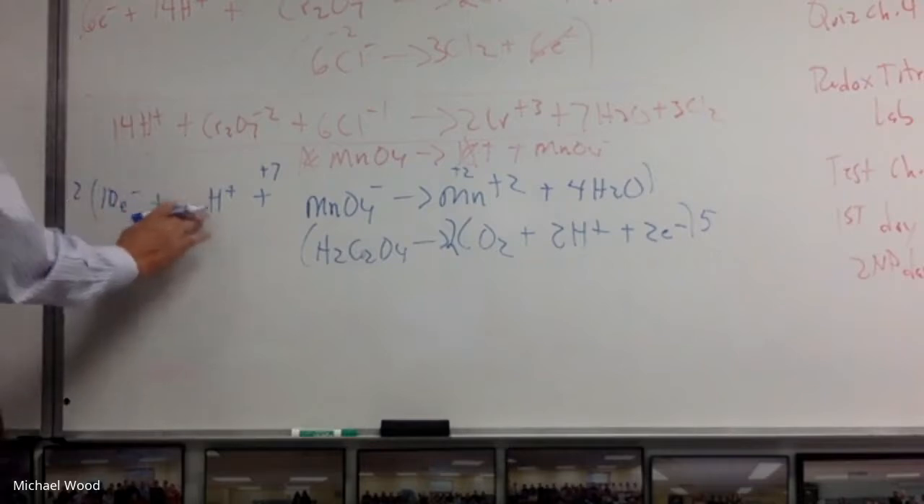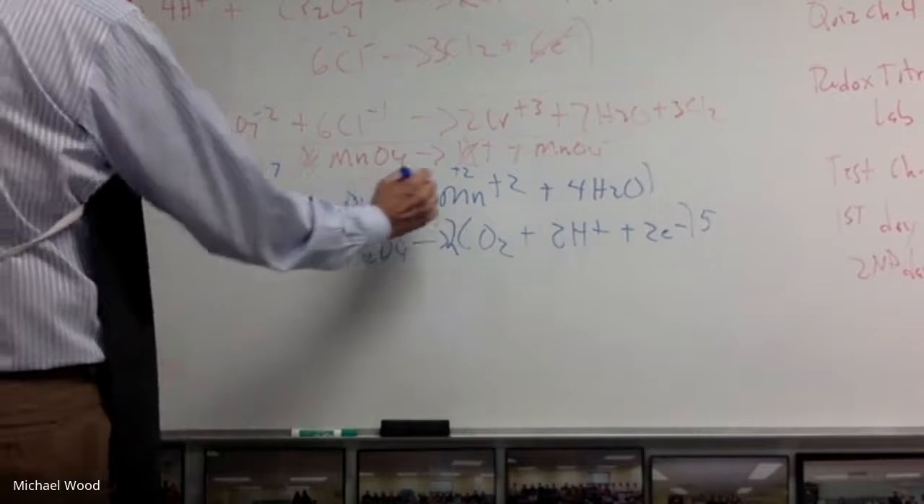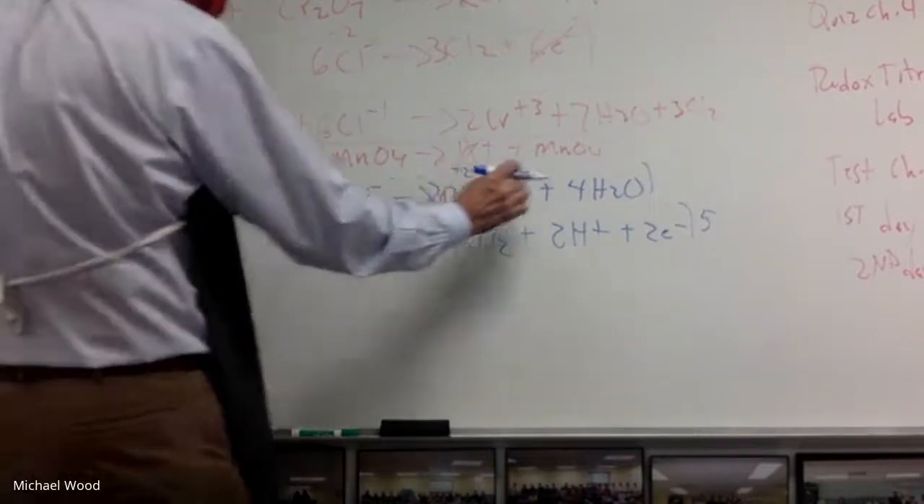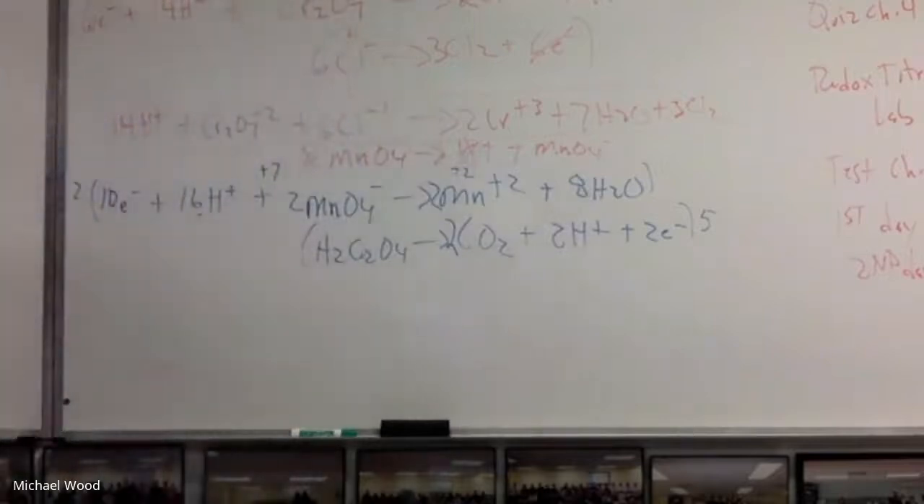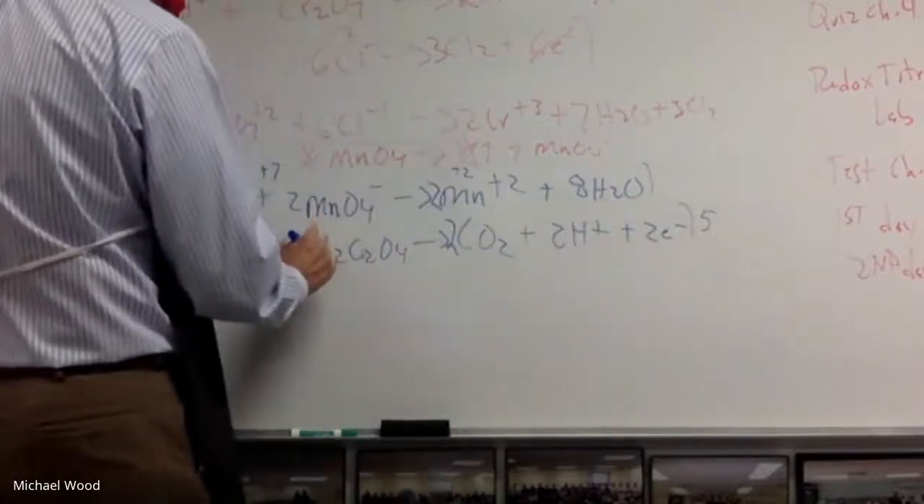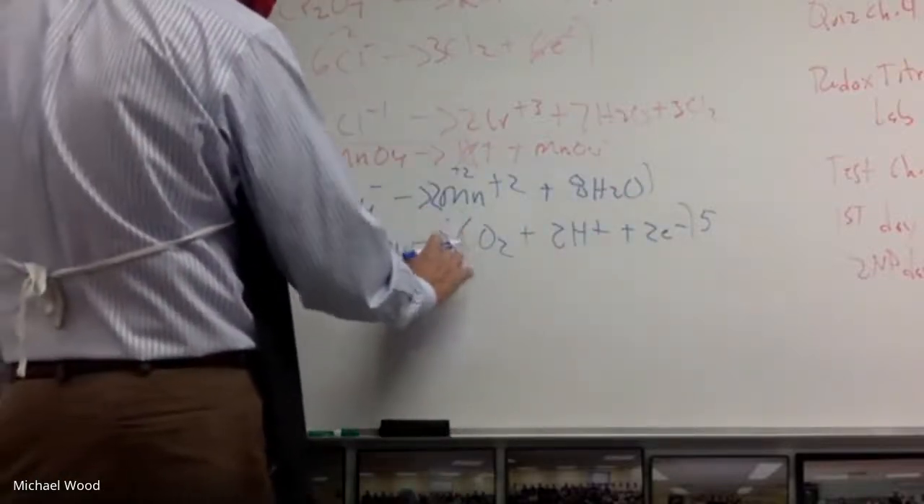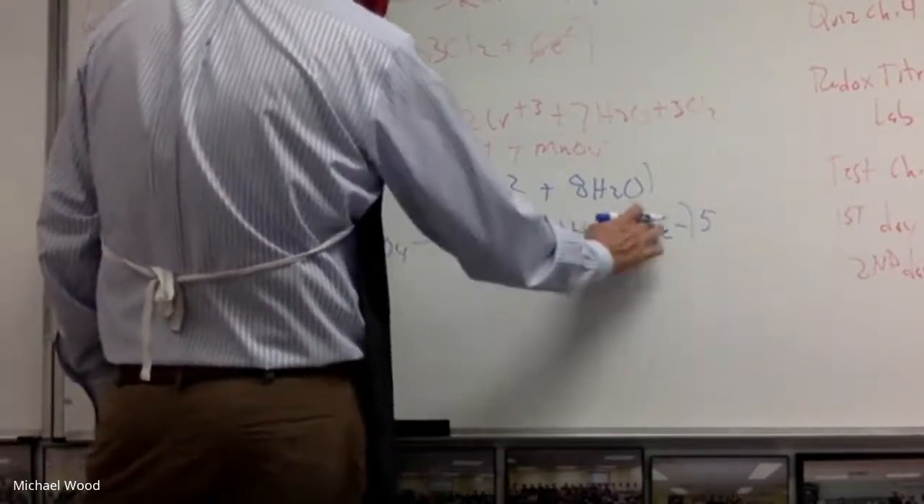2 times 8 is 16. 2, 2, 8. So we multiplied that first reaction through by 2. Now I'm going to multiply the second reaction through by 5. So I'm going to get 5, 10, 10, 10.